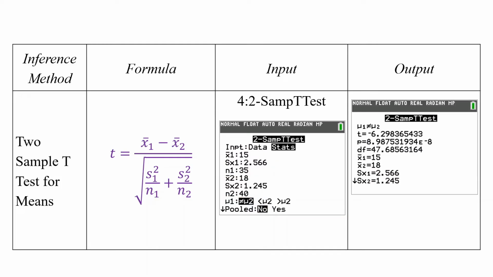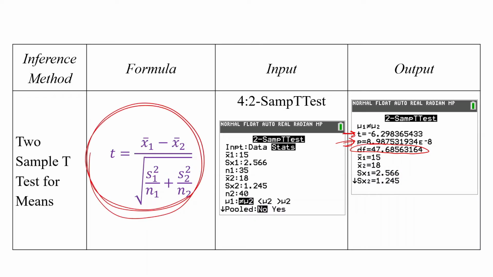Now your output is going to report your t-test statistic, your p-value here, and then you'll notice the degrees of freedom again. So if you are putting in your values, you always have to show on the AP exam your values plugged into the formula.